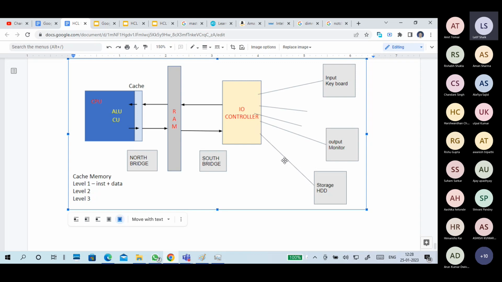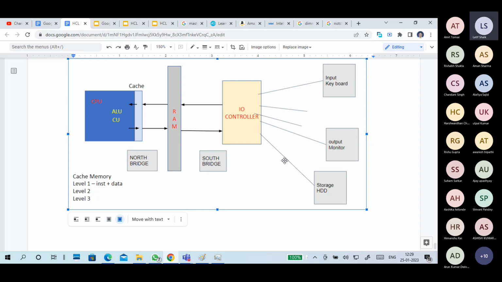RAM loads the information, instructions, and data and gives them to cache memory, which is built inside the CPU. The cache memory gives it to the CPU. Why is it going through cache memory? Cache memory is the same speed as the CPU. CPU speed and cache memory speed are both the same, but RAM is slower than the CPU.